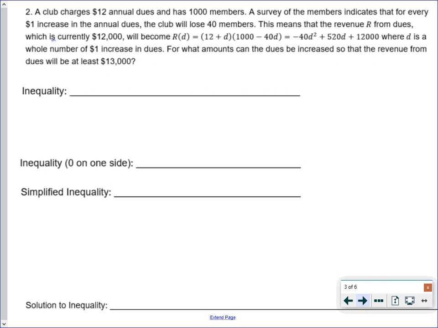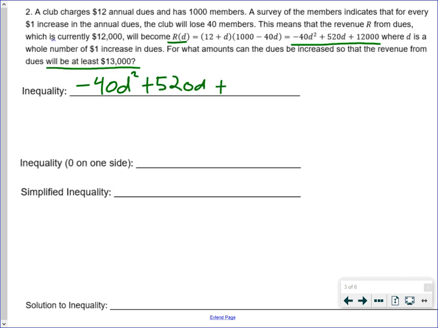For what amount can the dues be increased so that the revenue from the dues will be at least $13,000? We see these words right here, will be at least $13,000. That tells me that the revenue has to be greater than or equal to $13,000. And our revenue is given by negative 40D squared plus 520D plus 12,000. So our inequality will be negative 40D squared plus 520D plus 12,000, all of that has to be greater than or equal to 13,000, because we want the revenue to be greater than or equal to 13,000.